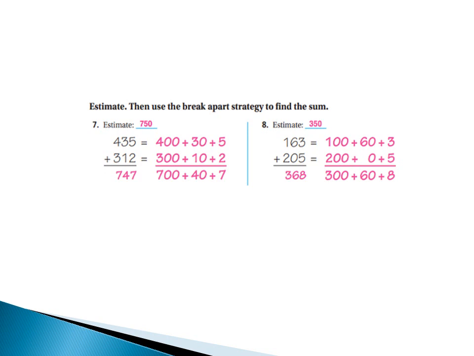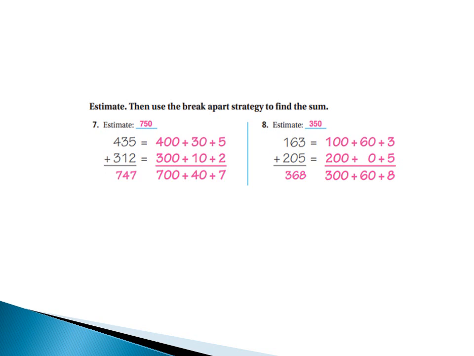It's time to check your answers. Question 7. 435 plus 312. Estimated sum is 750. Remember, possible estimates are given because maybe your estimated sum is different from my estimated sum. Let's break apart. 435 equal 400 plus 30 plus 5. 312 equal 300 plus 10 plus 2.